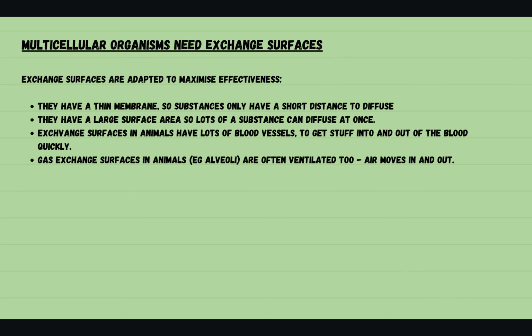Exchange surfaces are adapted to maximize efficiency. They have a thin membrane, so substances only have a short distance to diffuse. They have a large surface area, so lots of a substance can diffuse at once. Exchange surfaces in animals have lots of blood vessels to get stuff into and out of the blood quickly. And gas exchange surfaces in animals, for example alveoli, are often ventilated too, as air moves in and out.